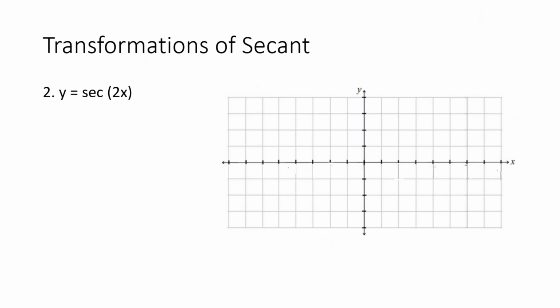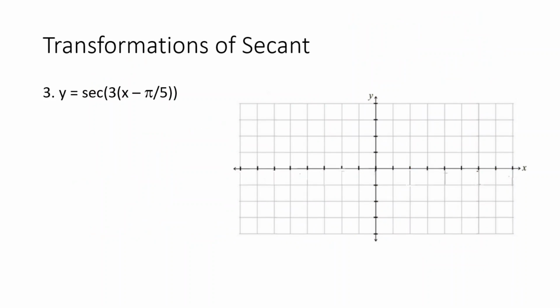So let's try one more. Actually, we're going to go and do this one here. Okay, so in this case, my A is still 1. My period is now 2 pi thirds. And my phase shift is pi fifths to the right. Now keep in mind this 3 is already divided out. That's why the pi fifths is our phase shift.